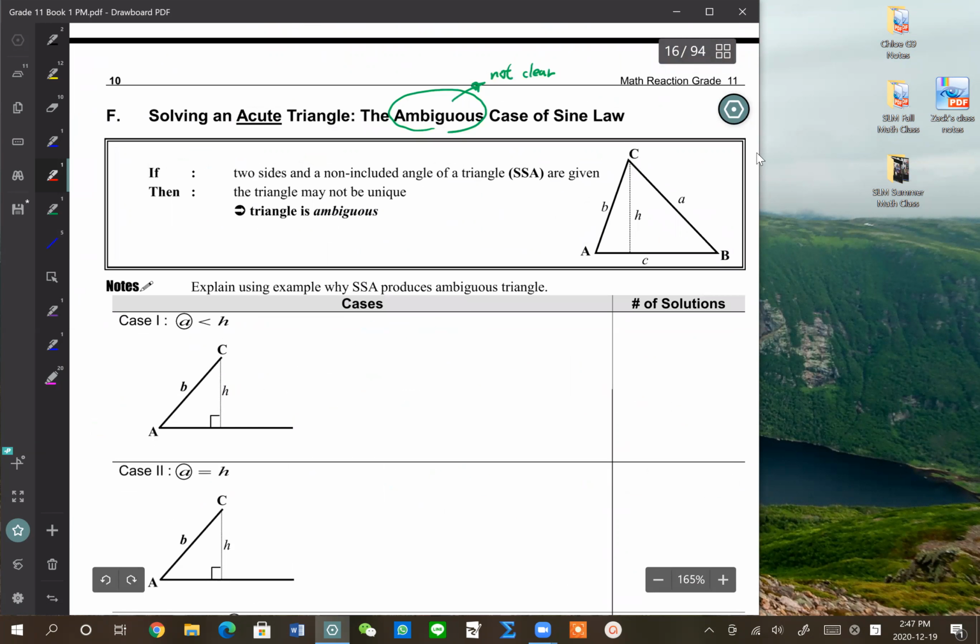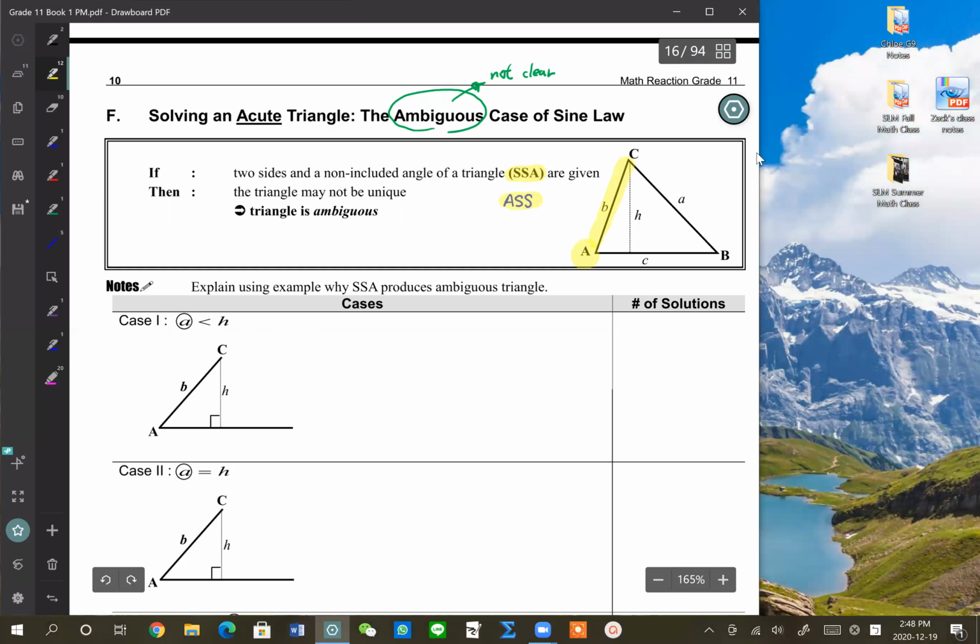It's when they give you side, side, angle, but I prefer to reverse it. Okay, it helps you remember when they give you an ASS. Okay, ASS means they give you an angle here, and then a side next to it, and then they also give you another side.